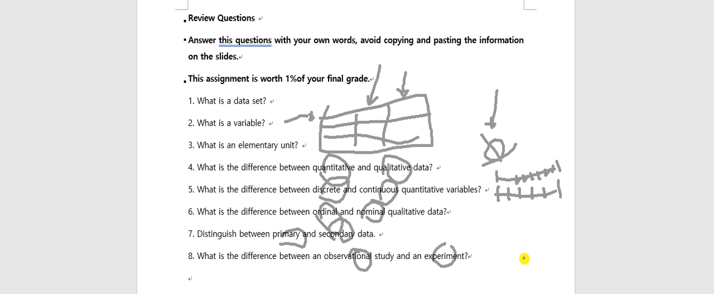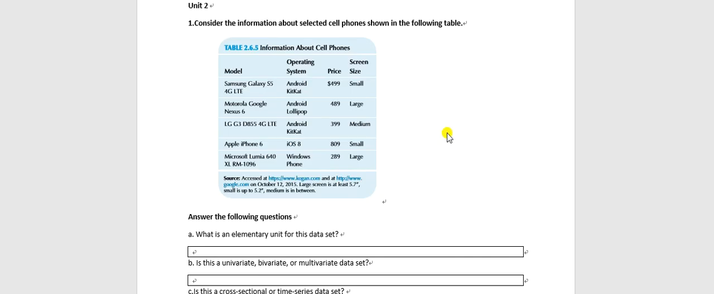Very good. So now let's go to the practical part. Let me go through it. Give me a second. So let's look at this one. We're going to be looking at this table, and then we're going to be answering the following questions. What is an elementary unit for this data set? The elementary unit for this one is model.